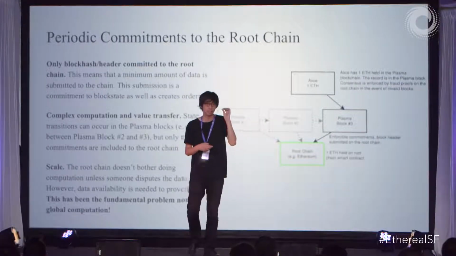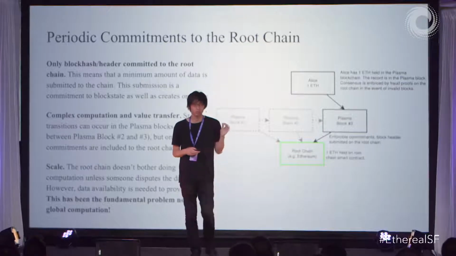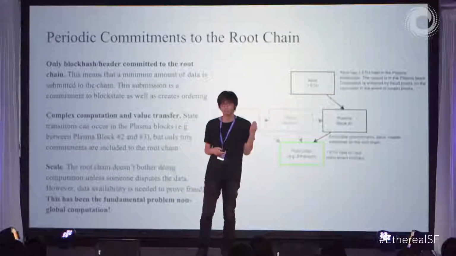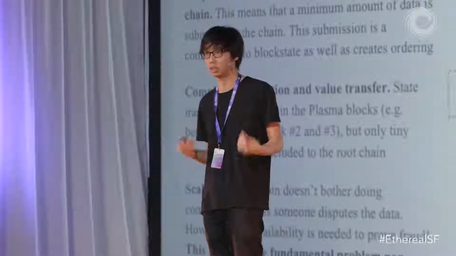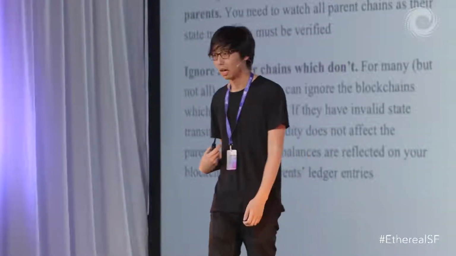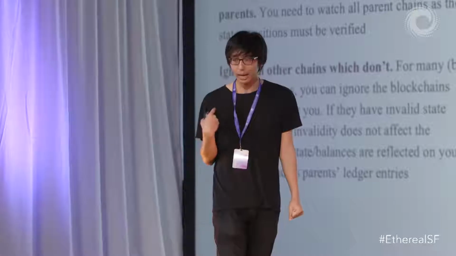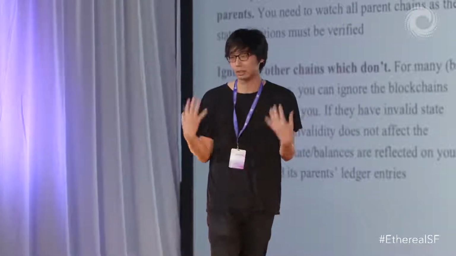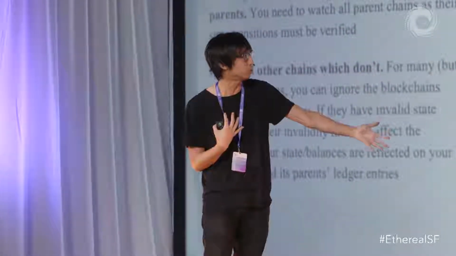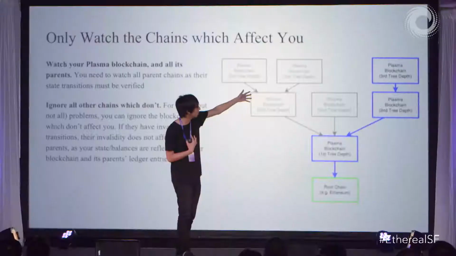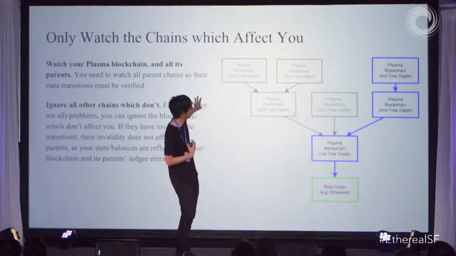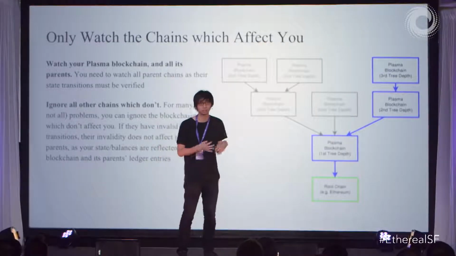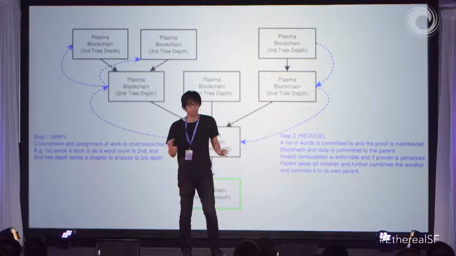So this is about the nature of enforceability. Enforceability is very, very, very important and is the core of blockchain. If you have a blockchain that's not enforceable, it's just role-playing. The cool thing is this allows you to watch only the chains that affect you. So if you have money over there in the third tree depth, they're doing computation, you only need to watch its parents. All the other activity may not be relevant. Sometimes you need to watch everything, but not necessarily.